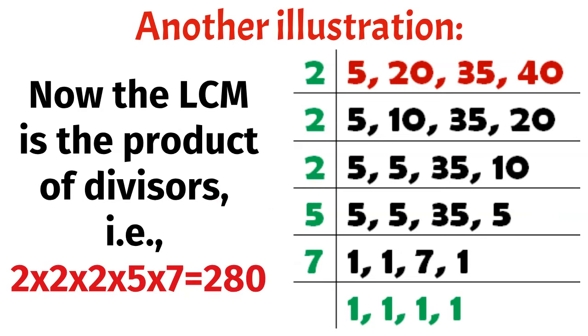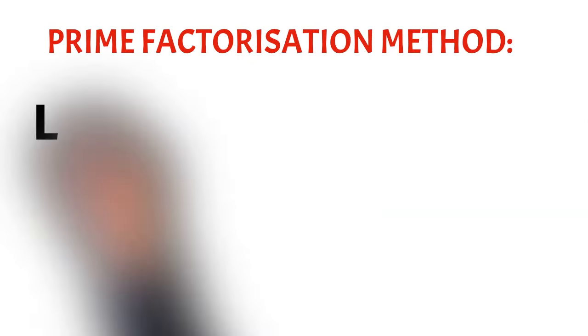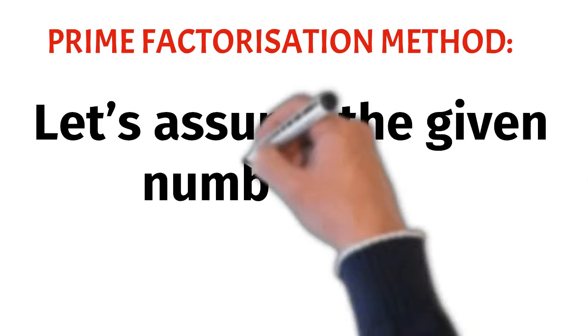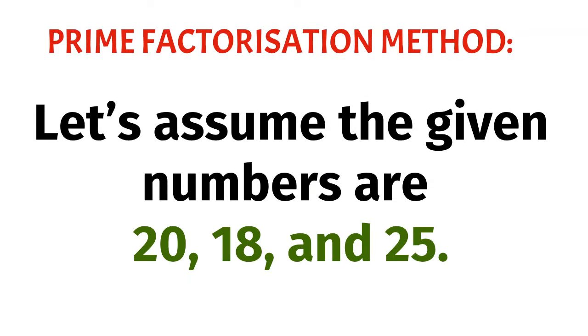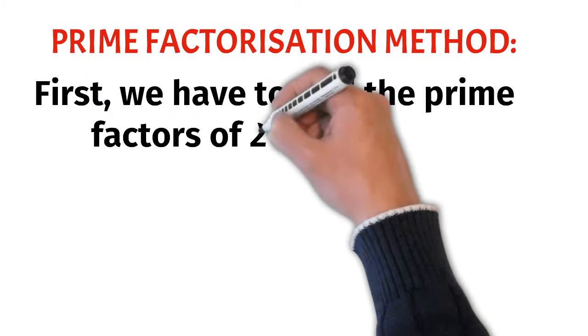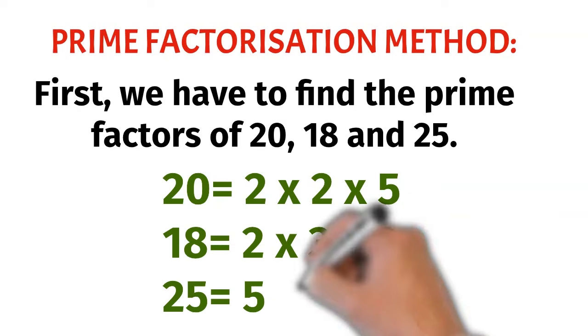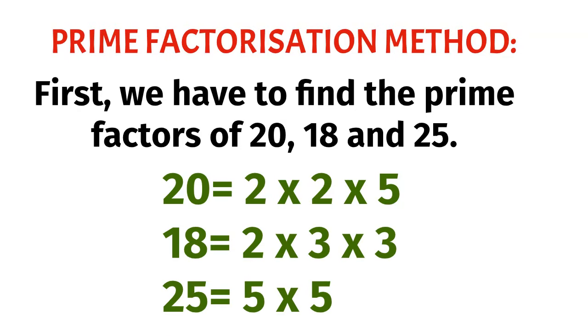Next is factorization method. It is also known as prime factorization method. Let's assume the given numbers are 20, 18 and 25. First, we have to find the prime factors of 20, 18 and 25. 20 equal to 2 into 2 into 5. 18 equal to 2 into 3 into 3. 25 equal to 5 into 5.